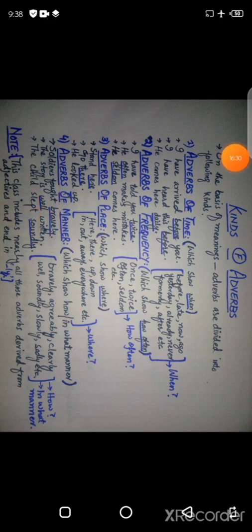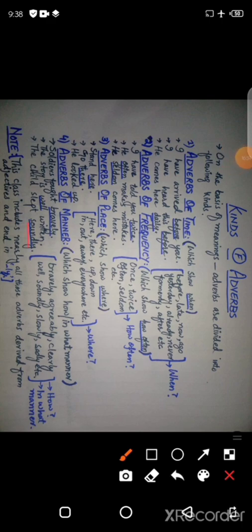Then another example, the child slept soundly. How? Soundly. So all the words like bravely, agreeably, clearly, well, soundly, slowly, sadly, etc. are the words that tell us how or in what manner. So if a word answers the question how or in what manner, that adverb is called an adverb of manner. All right.